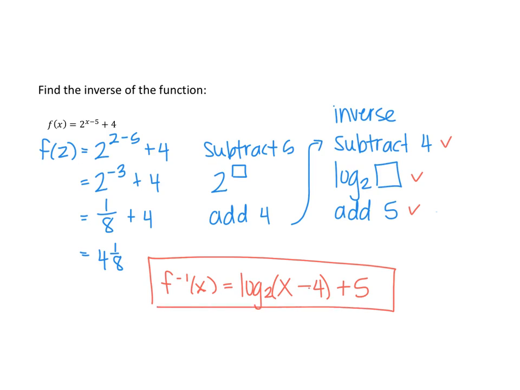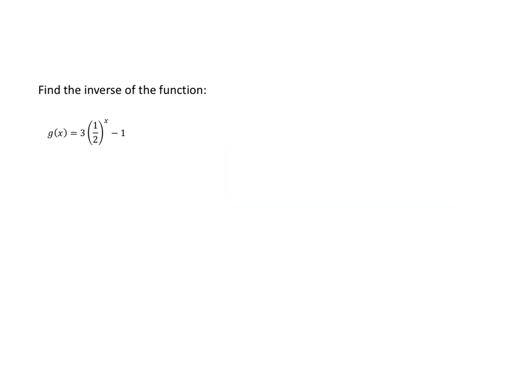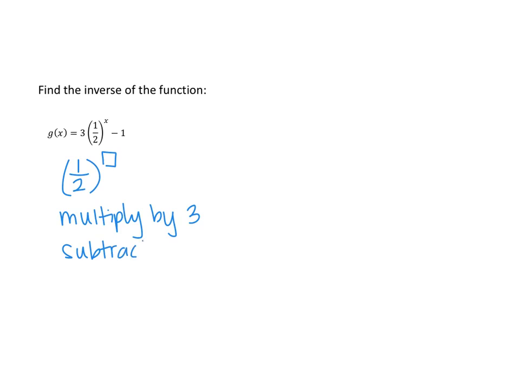So we're going to try now this. If we plugged in a number into this function, we would do base 1/2 to the power of that number. That would be the very first operation being done. And then we would multiply by 3, and then subtract 1. So these are the operations being done in the original function.